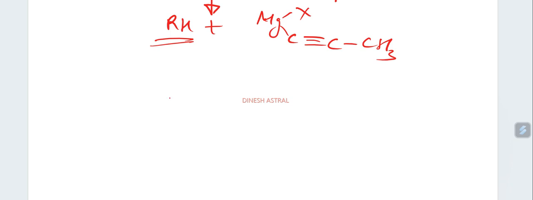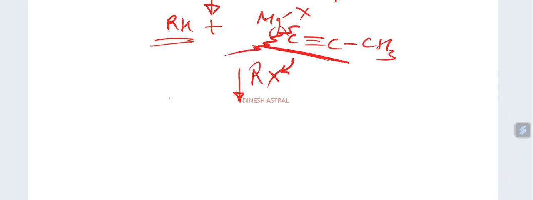Now in this case we will react this compound further with alkyl halide. Please remember, alkyl halide. So what will happen is that this magnesium compound will react with this alkyl halide, where this bond will break and it will bind up with halogen. One halogen with magnesium was already there, another will come from the alkyl halide. Whereas this R group will bind up to this sp hybridized carbon.